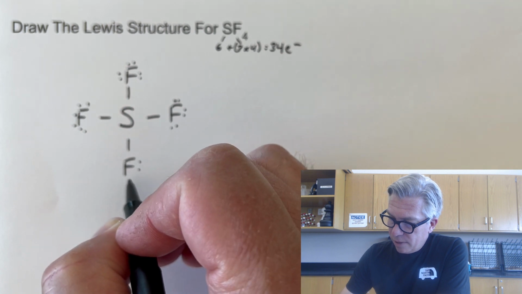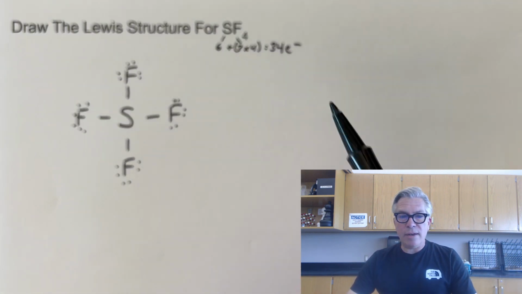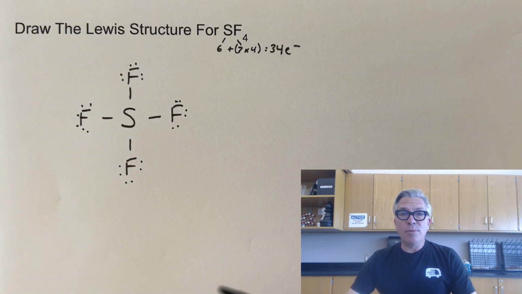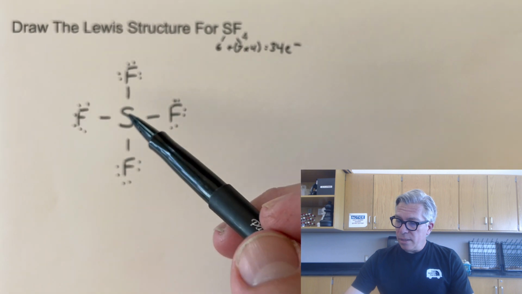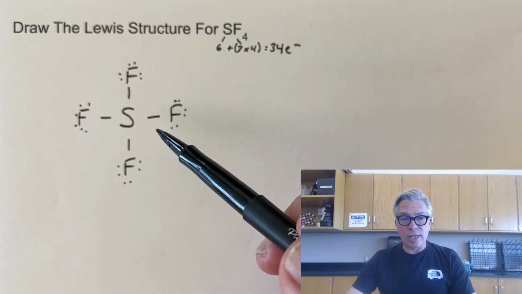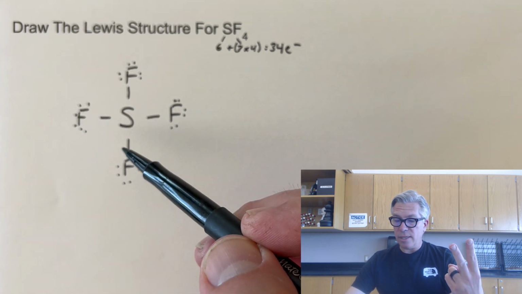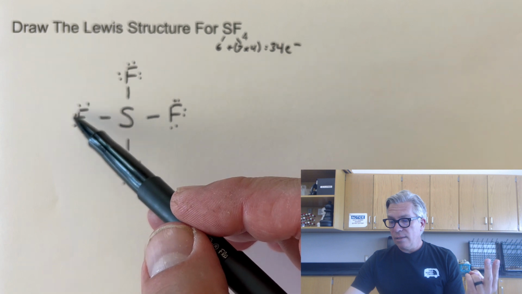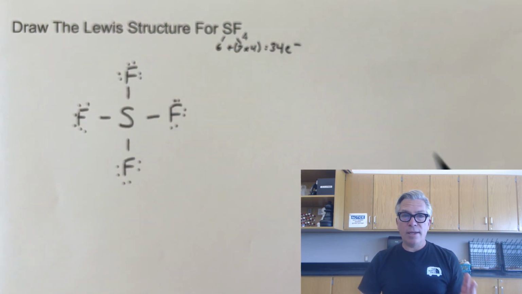Okay, and we're going to fill out the octets of the fluorines, which are on the outer part of the atom. And then this is step 3. Then we've got to stop and see what we've got. I'm counting electrons, and I've put in 32 electrons. Each of these single bonds represents a pair of shared electrons. So 2, 4, 6, 8 times 4 is 32 electrons. So I have 2 more to go. Where are they going to go?